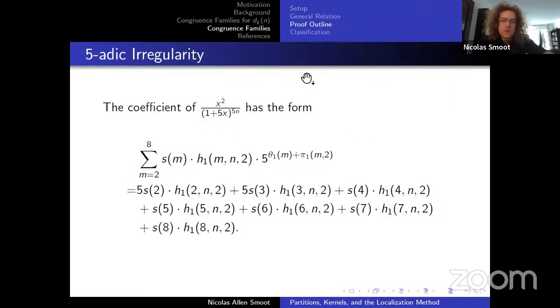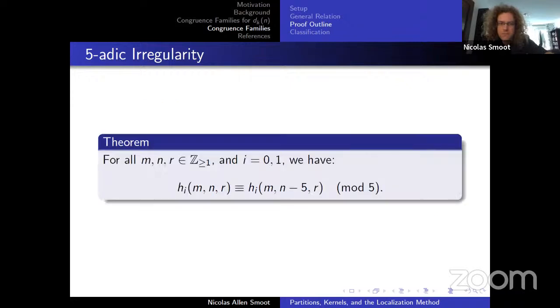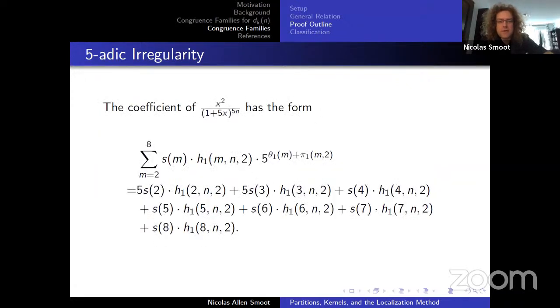Similarly, the coefficient of x squared over 1 plus 5x to the 5m has this form. And we do get 5 for the first couple of coefficients, but we don't elsewhere. It goes from m equals 2 to 8. And so starting with m equals 4, we don't get that power of 5 anymore. So we need to figure out how to deal with this.